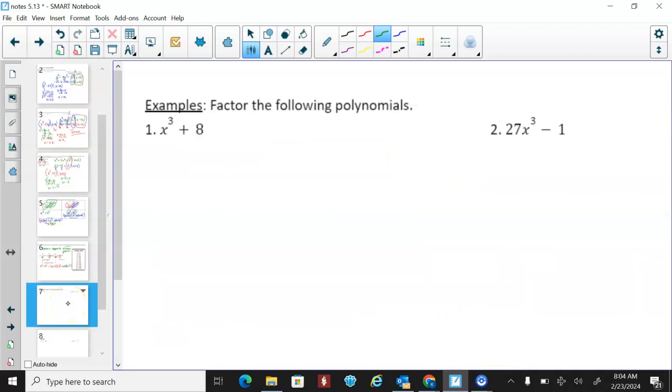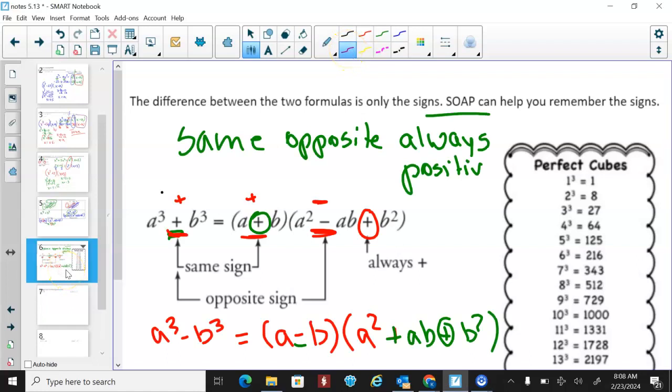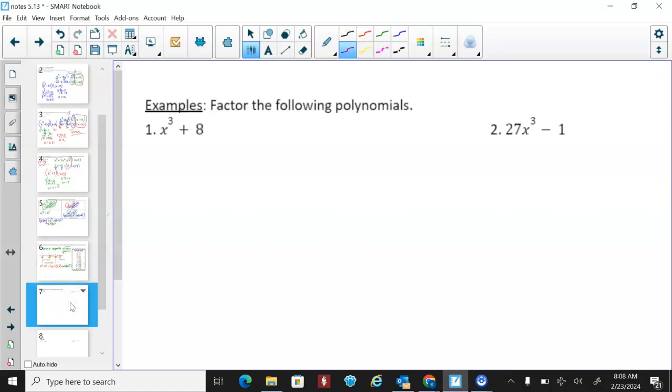All right, so here it says to factor it out. We're going to use the same formula that we just learned to solve this. So I'm going to change the a cubed to 8 cubed. Remember that it was a cubed plus b cubed, right? Oopsie.